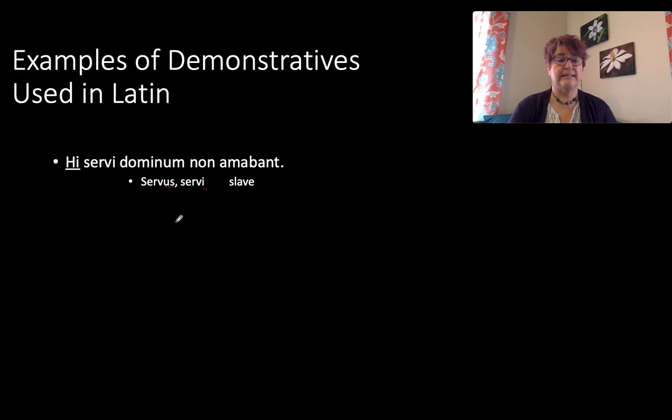In the sentence, servi is plural. I know this because the verb ending is plural, which indicates I need a plural subject. So servi is definitely plural. This means that the form of the demonstrative pronoun, hic, haec, hoc, has to be in the masculine nominative plural form, which is why we see hi. Hi servi dominum non amabant. These servants do not like their master.